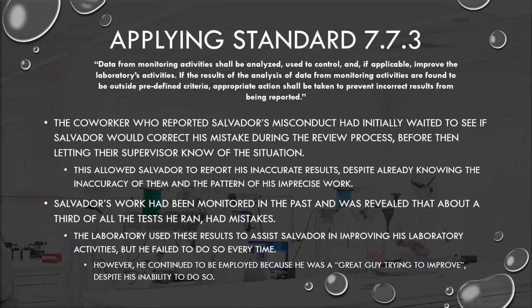Now, regarding this standard, the coworker who had reported Salvador's misconduct had initially waited to see if Salvador would correct his mistake before letting their supervisor know the situation. This then allowed Salvador to actually report his inaccurate results, despite having already known the inaccuracy of them and the pattern of his imprecise work. Salvador's work had been monitored in the past, and it was revealed that about a third of all the tests that he ran had mistakes. The laboratory used the results to assist Salvador in improving his laboratory activities, but he failed to do so every single time. However, he continued to be employed because he was a great guy trying to improve, despite his inability to do so.